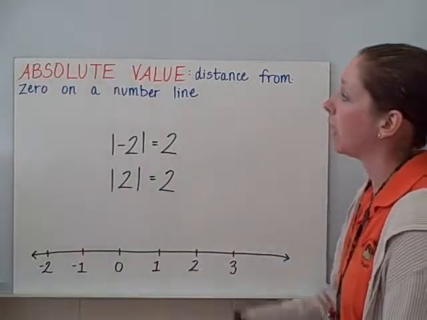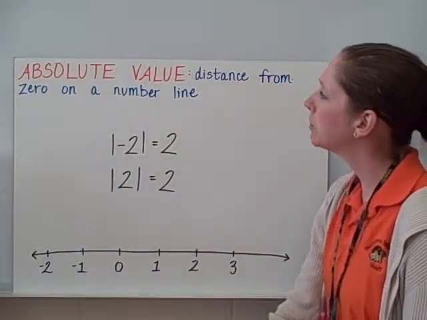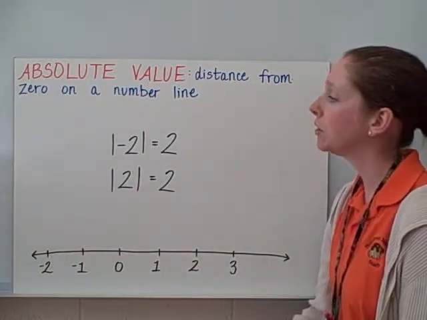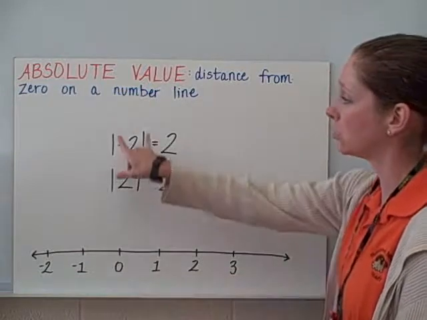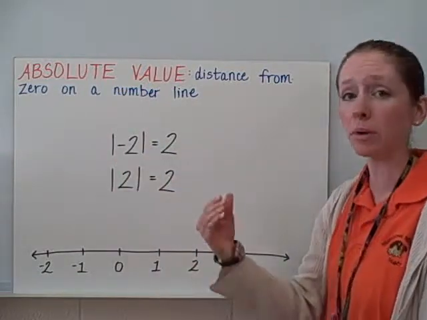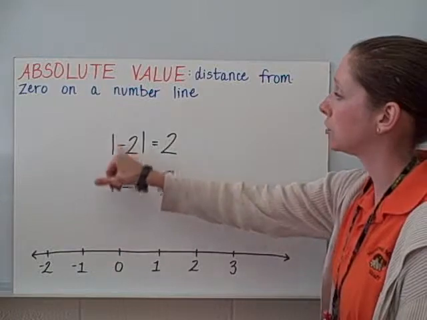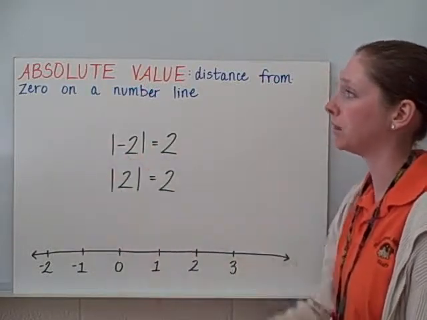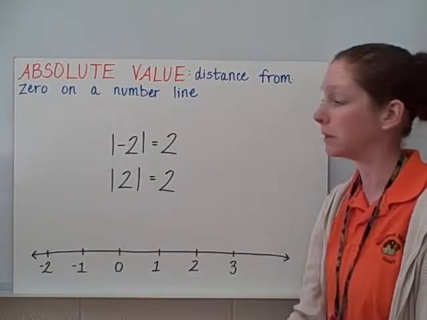Another key word is absolute value. Absolute value is the distance from 0 on a number line. There's a certain notation that we also use. You're going to see straight up and down bars. They're not parentheses or brackets. They are straight lines. So this means the absolute value of -2, or how far away it is from 0.